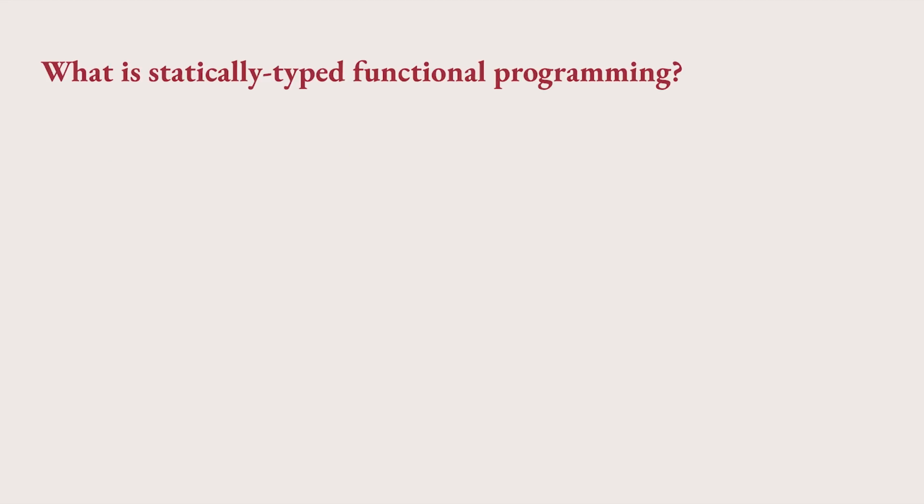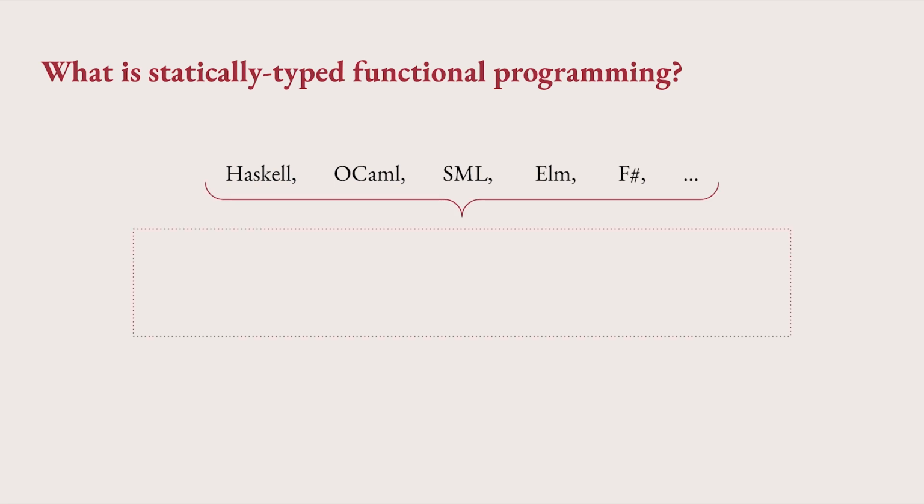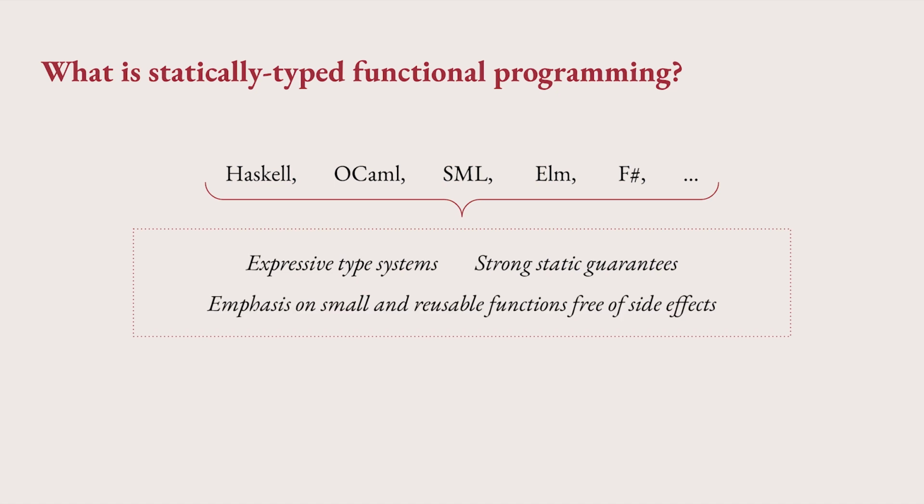So, what exactly is statically typed functional programming? Well, there's many different statically typed functional programming languages, each with their own unique set of distinguishing attributes, such as Haskell, OCaml, SML, Elm, F#, and many more. But they all share a common set of features and norms that differentiates them from other classes of languages, including expressive type systems, strong static guarantees, and an emphasis on small and reusable functions free of side effects.